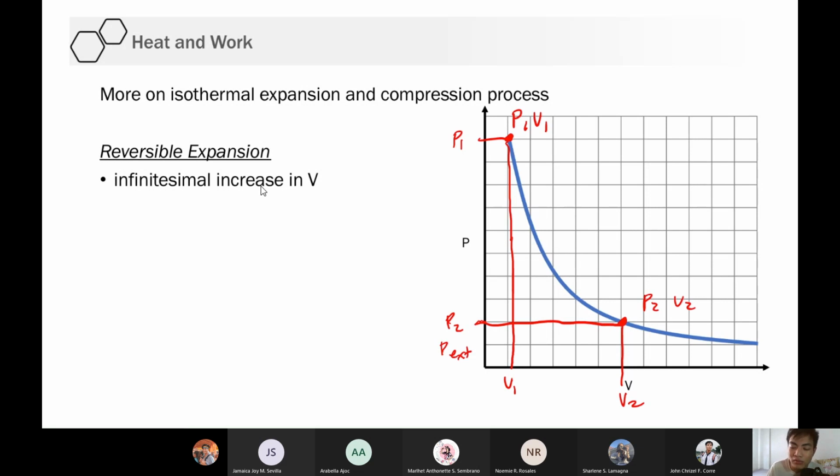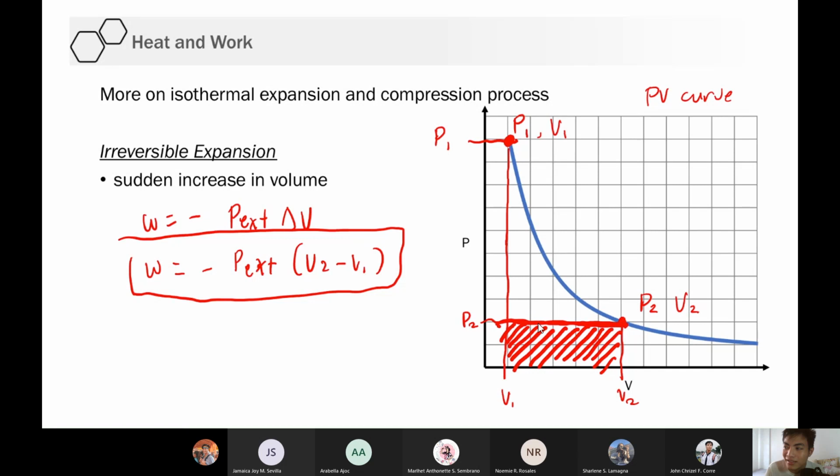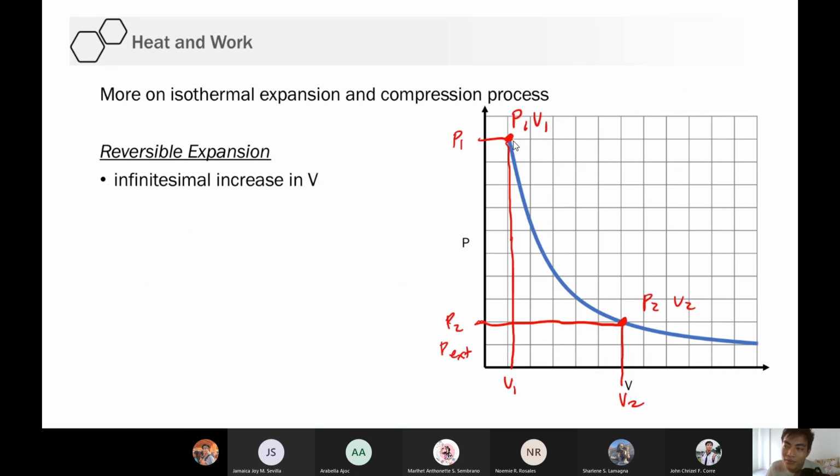Ibig sabihin, hindi siya magugulat na, uy, andun na ako. Hindi ganon. Pag reversible expansion, dahan-dahan yan. So, ibig sabihin, madadaanan niya lahat to. Itong curve na yan, madadaanan niya lahat ng process na yan. And in calculus, if you have infinitesimal changes, that means you are trying to get the area under this curve, no? Lahat yan, kasi lahat yan madadaanan mo, dahan-dahan ka eh. So, dahan-dahan yan until makapunta doon. So, ibig sabihin, lahat ng area na yan, dadaanan mo.